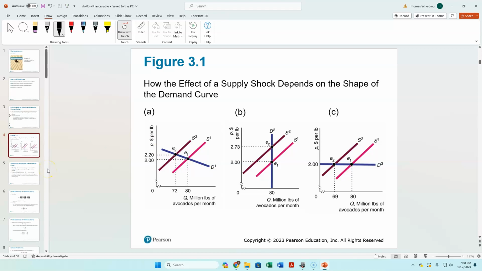So what would we call this here? This would be infinitely inelastic. This would be infinitely elastic.